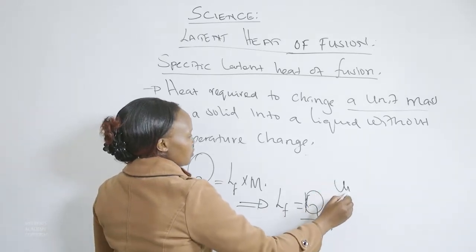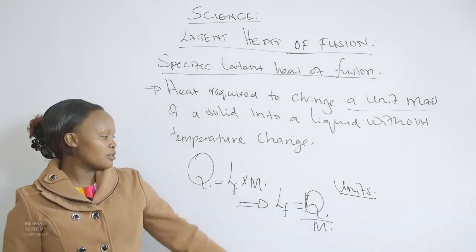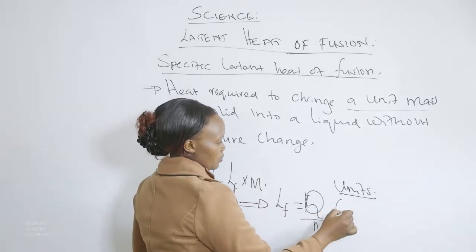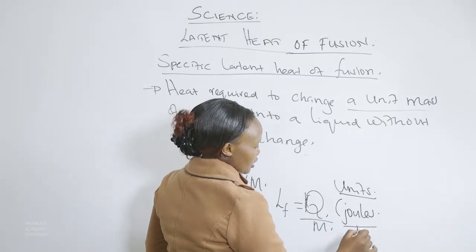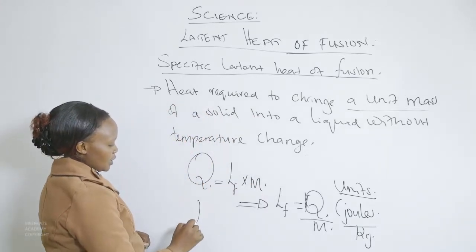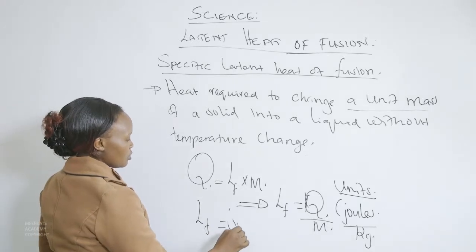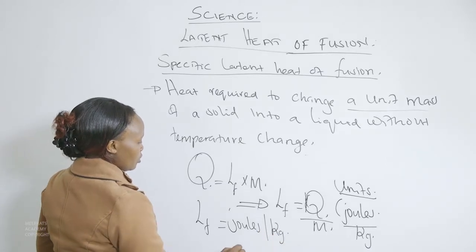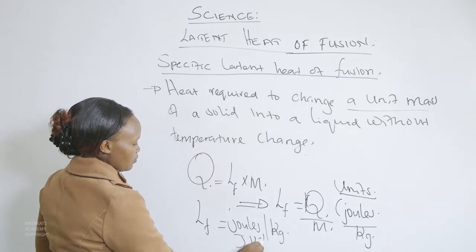Now, the units. Again, we ask ourselves, heat is measured in what units? The joules. Joules. And mass is in kilograms. Therefore, latent heat of fusion is given in joules per kilogram, like that.